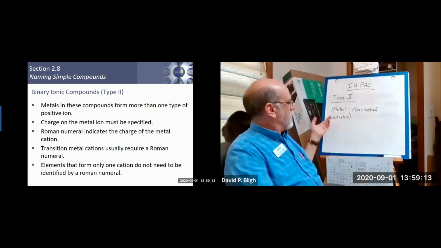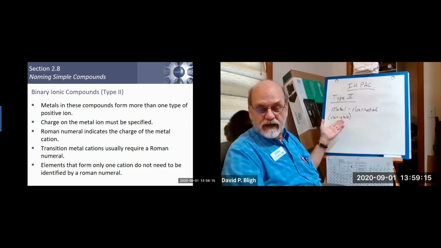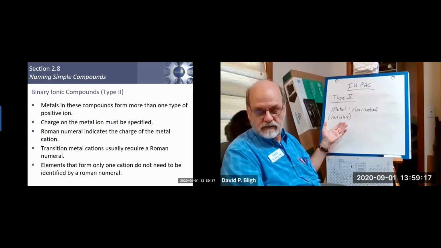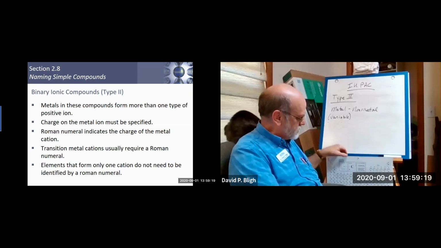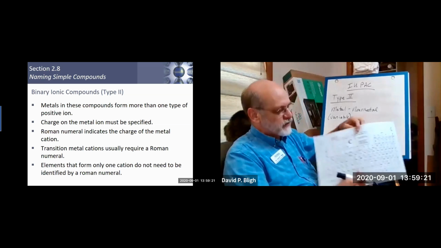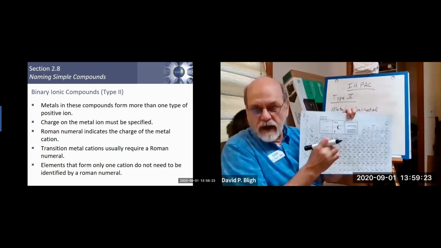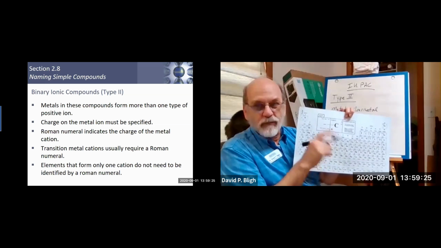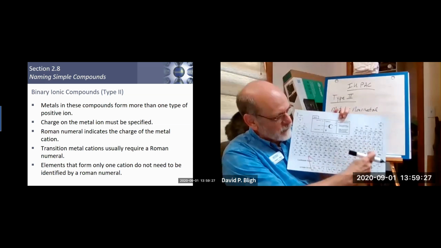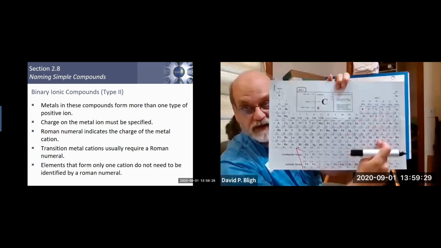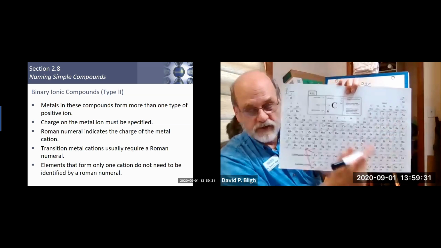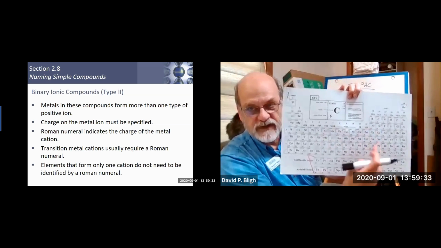Okay, now, where do those metals come from? They come from the transitions. The transition metals supply us with multiple charges, plus a few down here. So transitions plus some of these guys.